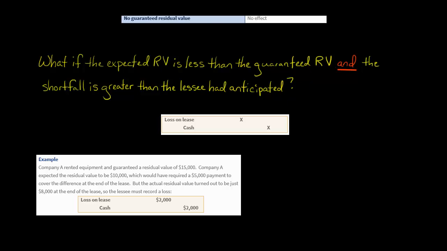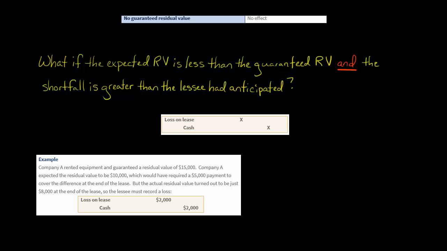But at the end of the lease term, the actual residual value, I hope I'm being clear about this, this is what they find out. The lease is over, and they're like, all right, what's this thing worth? The actual residual value ends up being just $8,000. Now, we've got a scenario where we're guaranteed 15. We thought it would be 10, so we took into consideration that $5,000 shortfall when computing the lease liability, but it came in at 8, not at 10. So that extra 2,000, we book a loss on the lease. Okay, so we record a loss, and then we're also going to have to decrease our cash account.